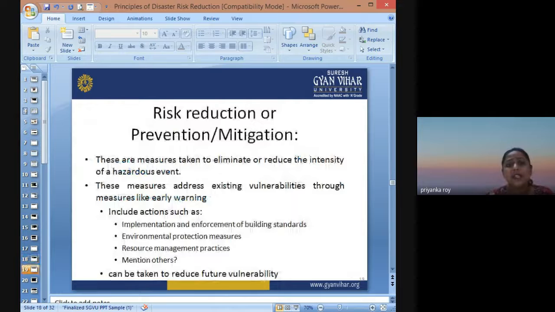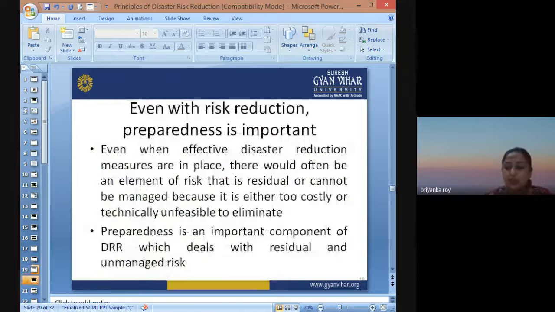Risk mitigation is the measure taken to reduce the intensity of a hazardous event, and these measures address existing vulnerability, and include actions such as implementation and enforcement of building standards, environmental protection measures, management practices, and others. It can also be reduced through understanding the future vulnerability.